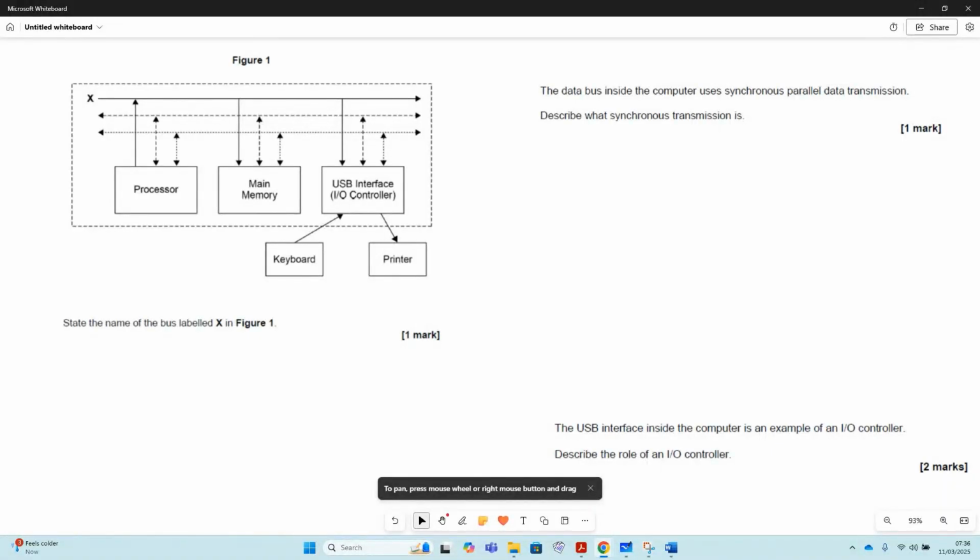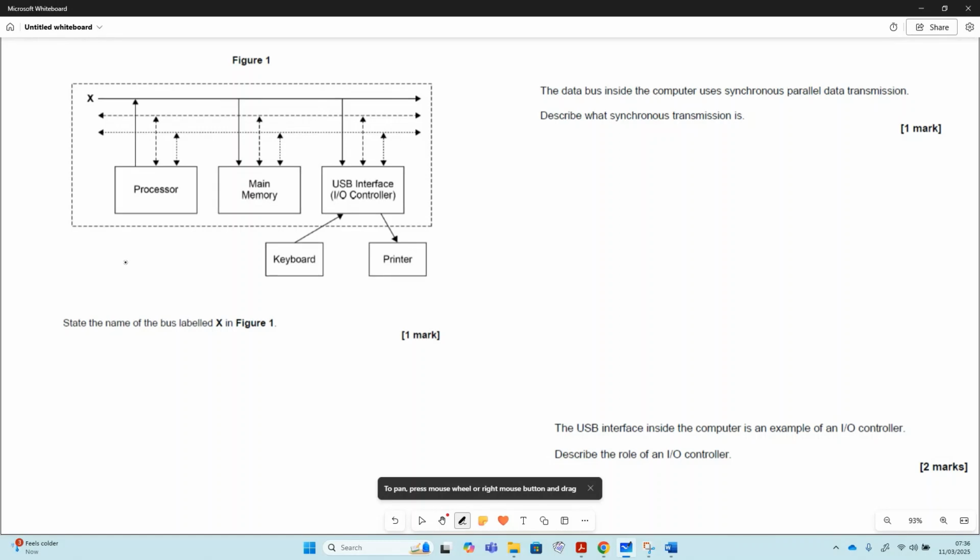Now, these are a few questions about buses and about transmission of data inside the computer. And so the first one we've got here is a diagram. All we have to do is name the bus that's labelled X here. And we can see that there's a one direction line coming from the processor to that bus. And then there's a single direction line again going to memory. There's a single direction line going to the input-output controller.